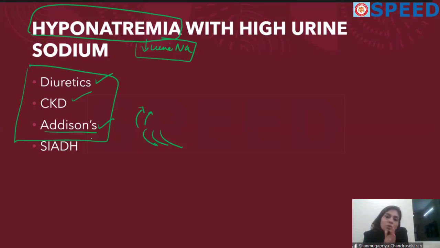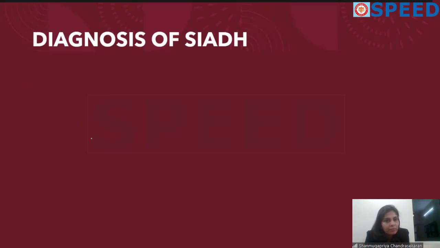Whereas if serum sodium is low and that is accompanied by an increase in urine sodium, then you should think of conditions wherein sodium is lost through the kidney. So what are the conditions wherein sodium is lost through the kidney? It can be diuretics, or a chronic kidney disease patient, or a patient of Addison's, or whenever there is an increase in free water reabsorption, as happens in SIADH.